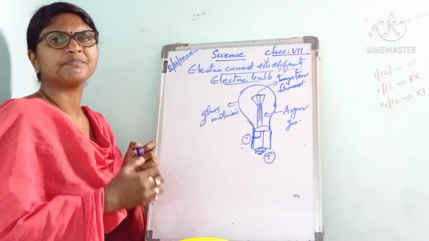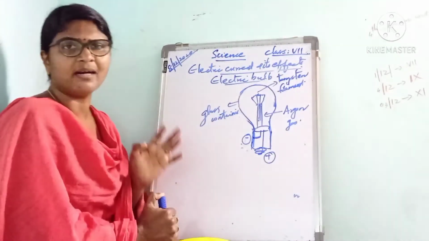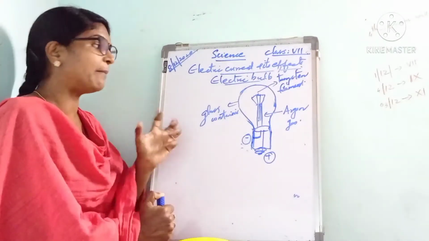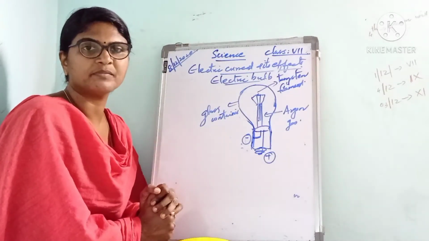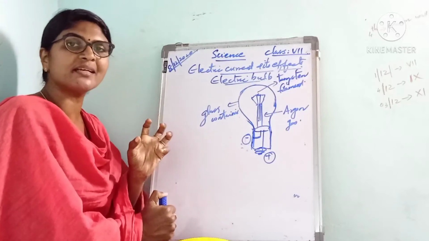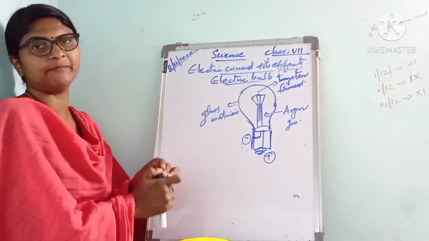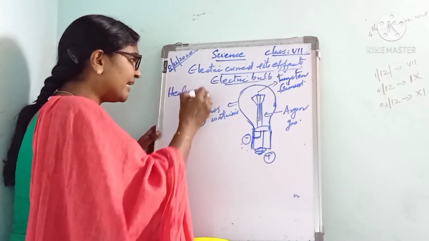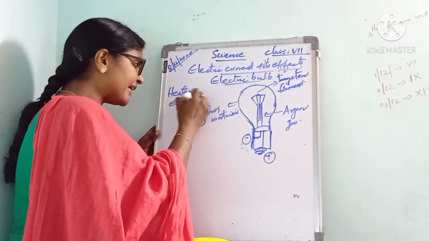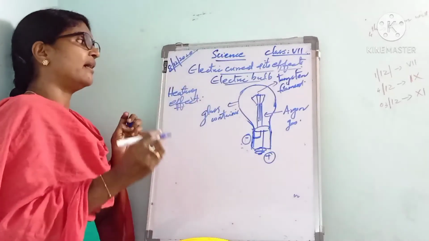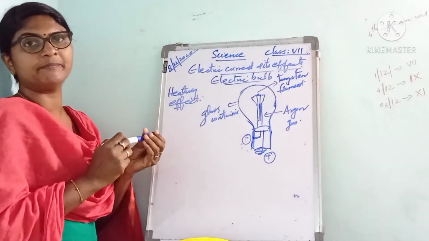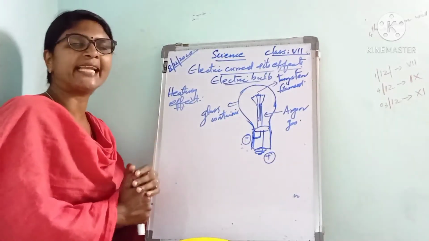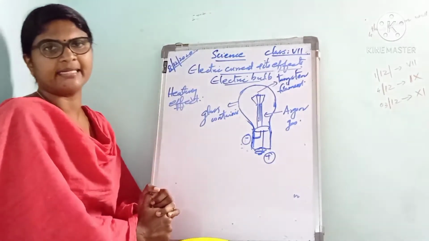Listen to it. Next, we can see what makes a bulb glow. How does the bulb actually glow? It is due to the heating effect of electric current. The working of an electric bulb is based on the heating effect of electric current.